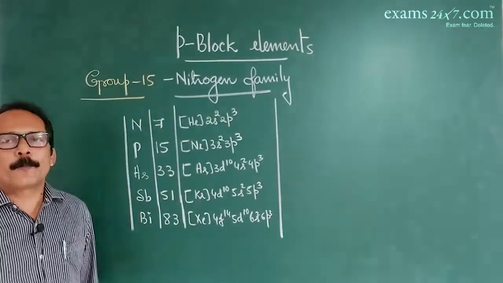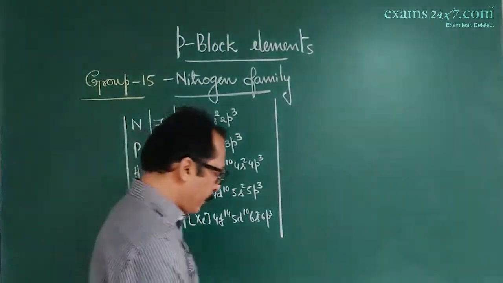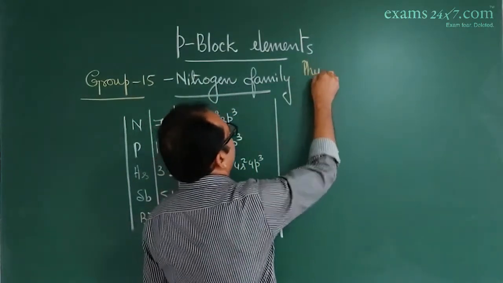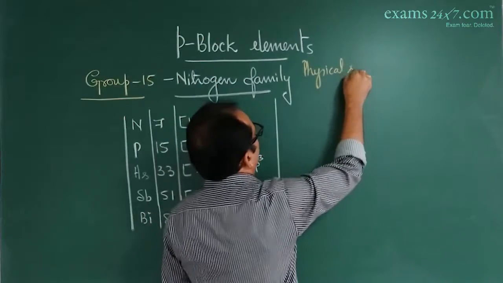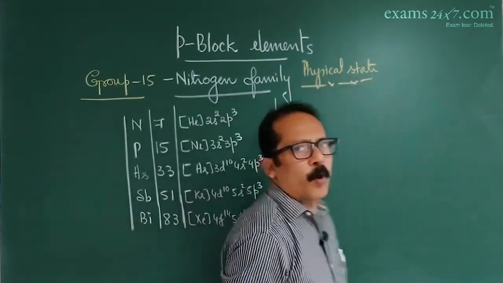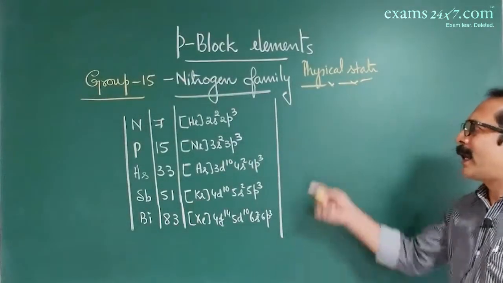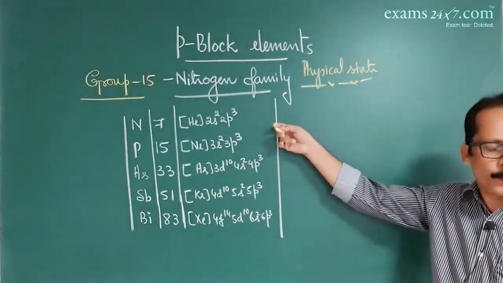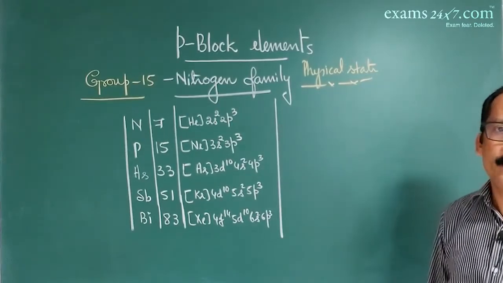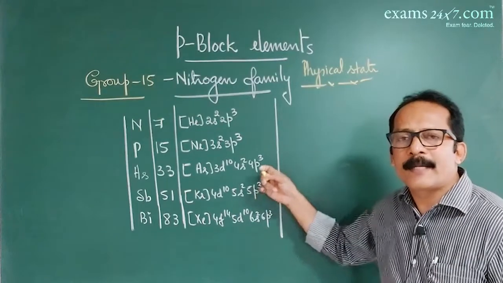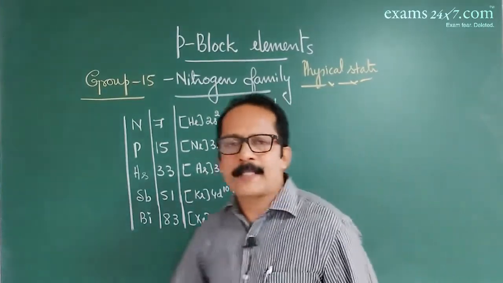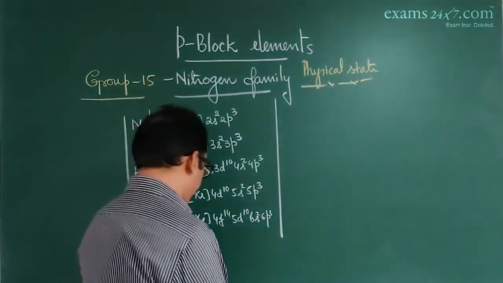Now, about the properties of the nitrogen family. First, the physical state. Nitrogen exists as a diatomic molecule, whereas other elements belonging to group number 15 are tetraatomic and their geometry is tetrahedral. Now, other properties of group number 15.